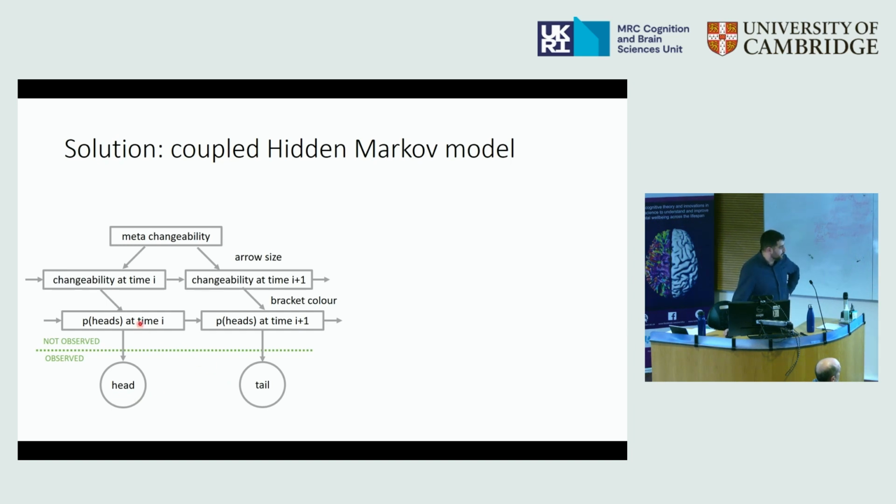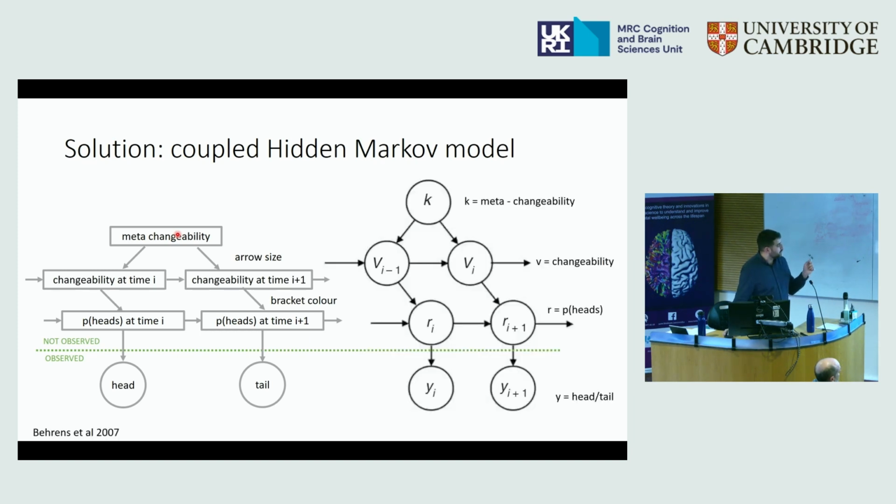We've got our first hidden state, which is the probability of heads. And then governing the transition of this probability of heads is the changeability. And then we've also got this non-time varying meta-changeability at the top, which controls the arrow size, as it were. Now, to make this a little bit neater, a little bit more formal, I'm going to borrow the notation from Tim Behrens and colleagues, but essentially we've got the same thing, just with different labels.